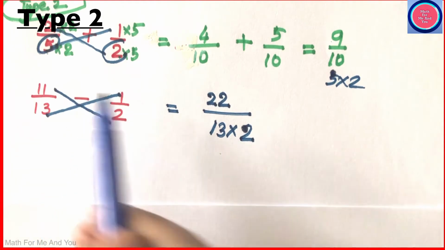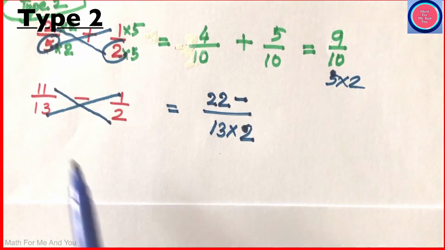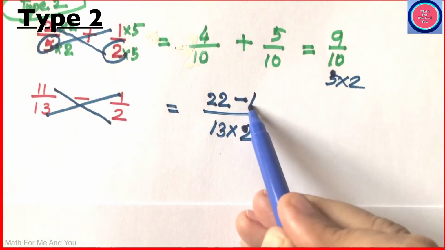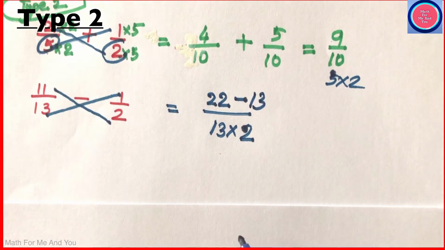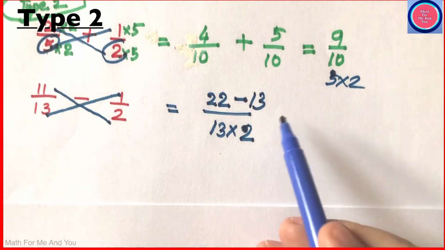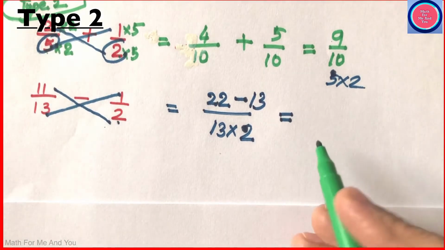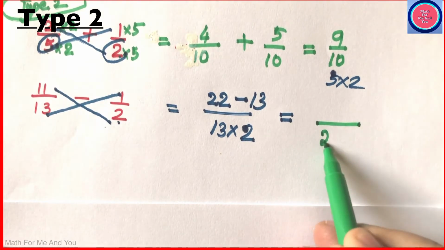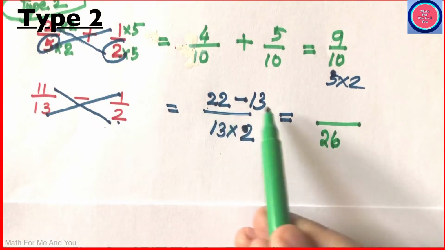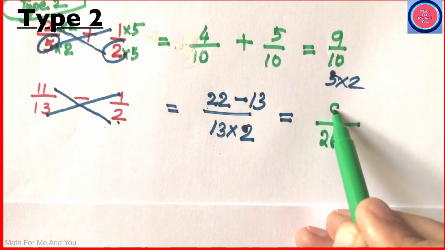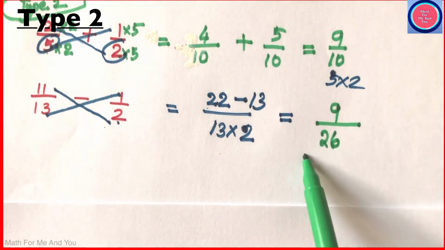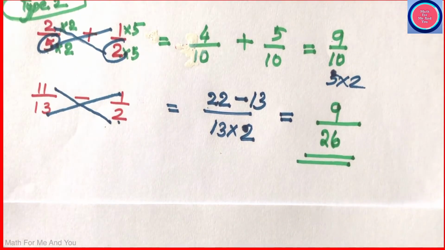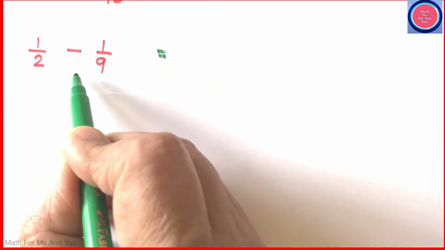If it is minus, we put minus in the middle. Minus, then 13 times 1 is 13. 22 minus 13, the numerator; 13 times 2, the denominator. What is 13 times 2, the denominator? It is 26. What about the numerator? 22 minus 13 is 9. See, easily we get the answer, 9 over 26. Can you answer this?